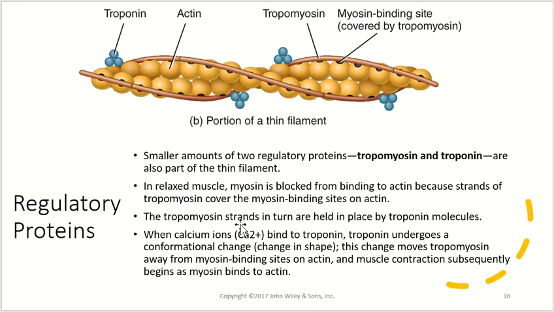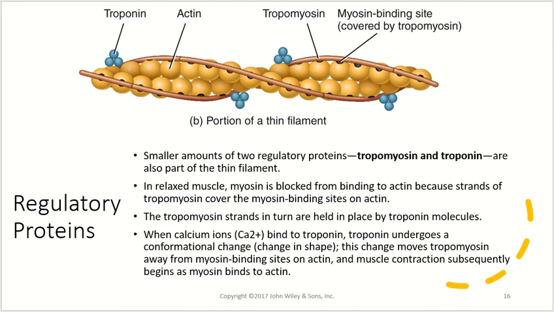So there's going to be a smaller amount of these two regulatory proteins that are called tropomyosin and troponin, all right? And these are going to be associated with the thin filaments. So in a relaxed muscle, the myosin is going to be blocked from binding to the actin because these strands of tropomyosin, which we can see here, these kind of brown strands, is our tropomyosin. And these are going to basically just cover the myosin binding sites on the actin molecules.